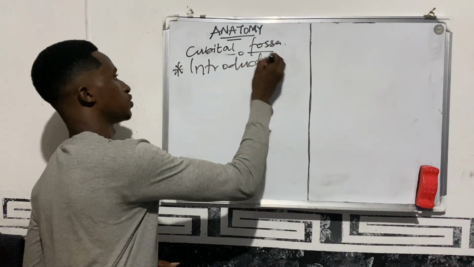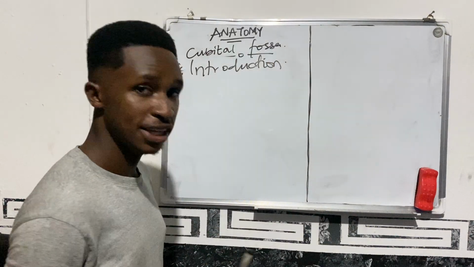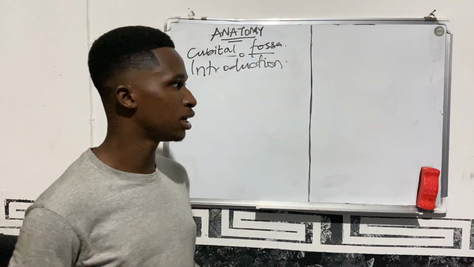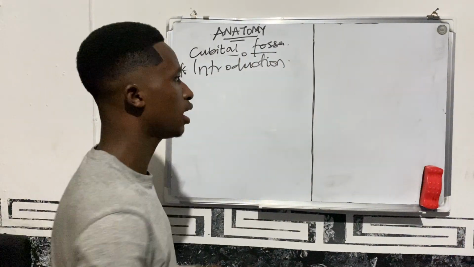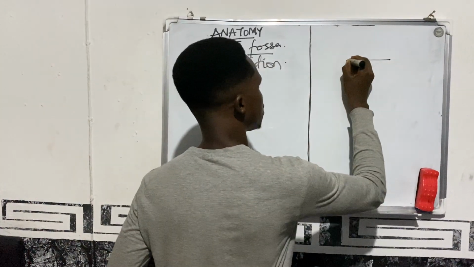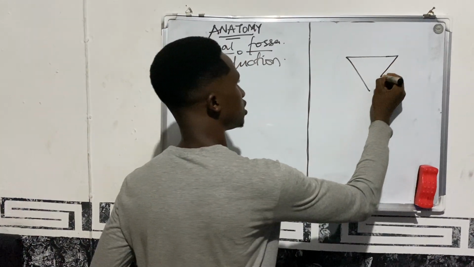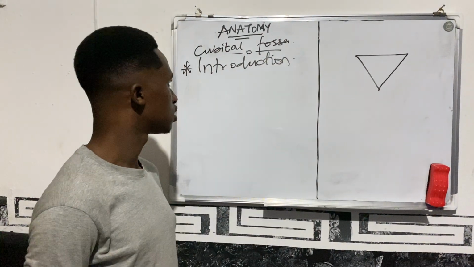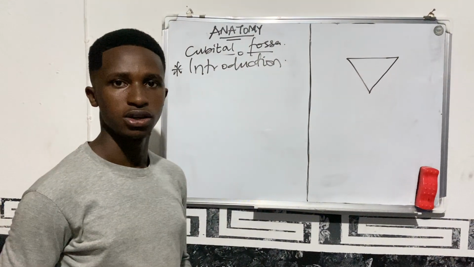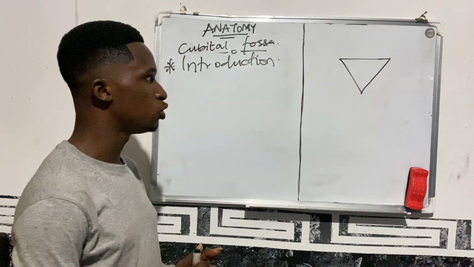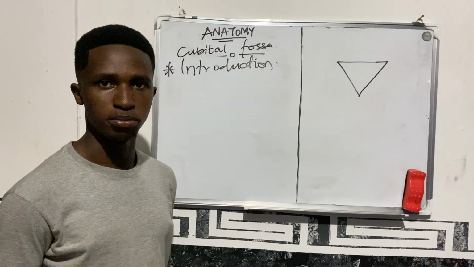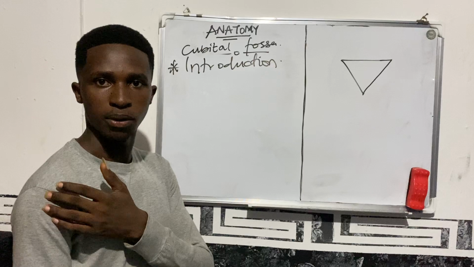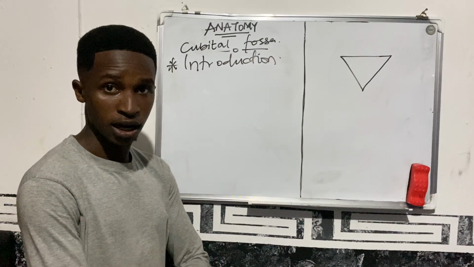Let's start with the introduction to the cubital fossa. The cubital fossa is a triangular space that is located anterior to the elbow joint. Take note, friends, as I said before, when you say proximal, it means going to the top. And when you say distal, it means downwardly.